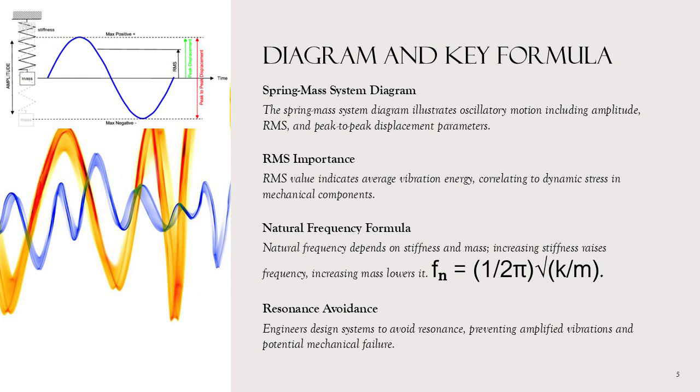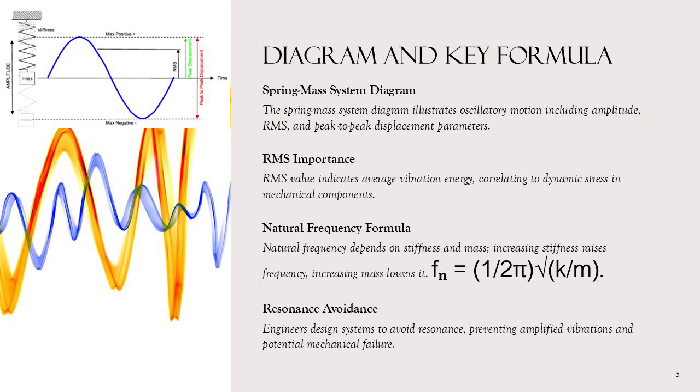Increasing stiffness raises the frequency, while increasing mass lowers it. These principles are foundational in vibration analysis and are applied in designing machinery, piping systems, and structural components to ensure they operate safely within acceptable vibration limits. Engineers use these calculations to avoid resonance, which occurs when excitation frequency matches the system's natural frequency, leading to amplified vibrations and potential failure.